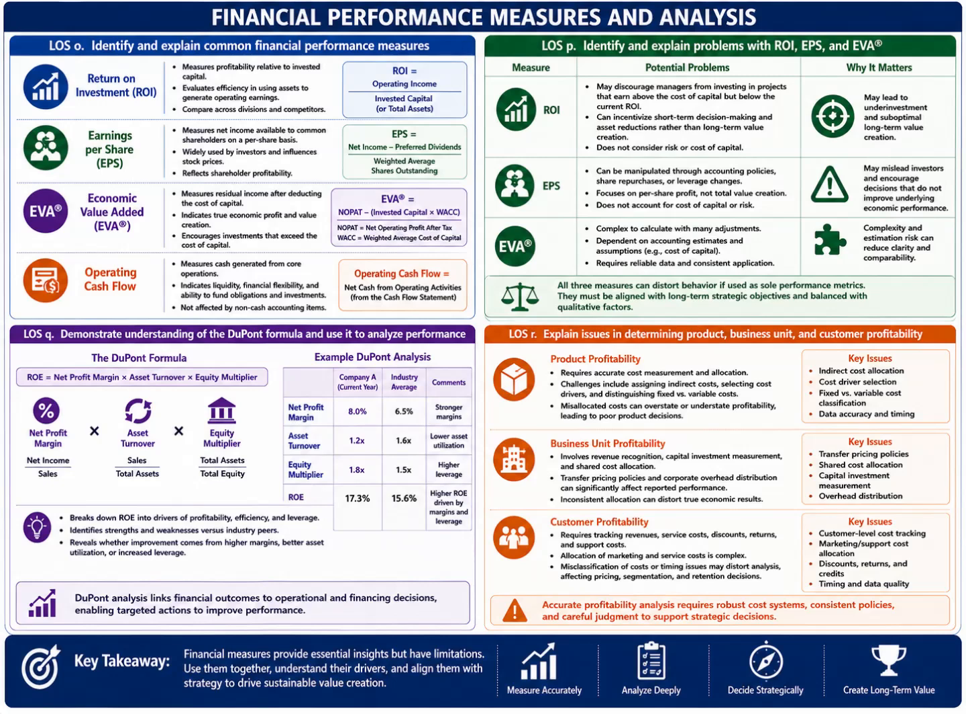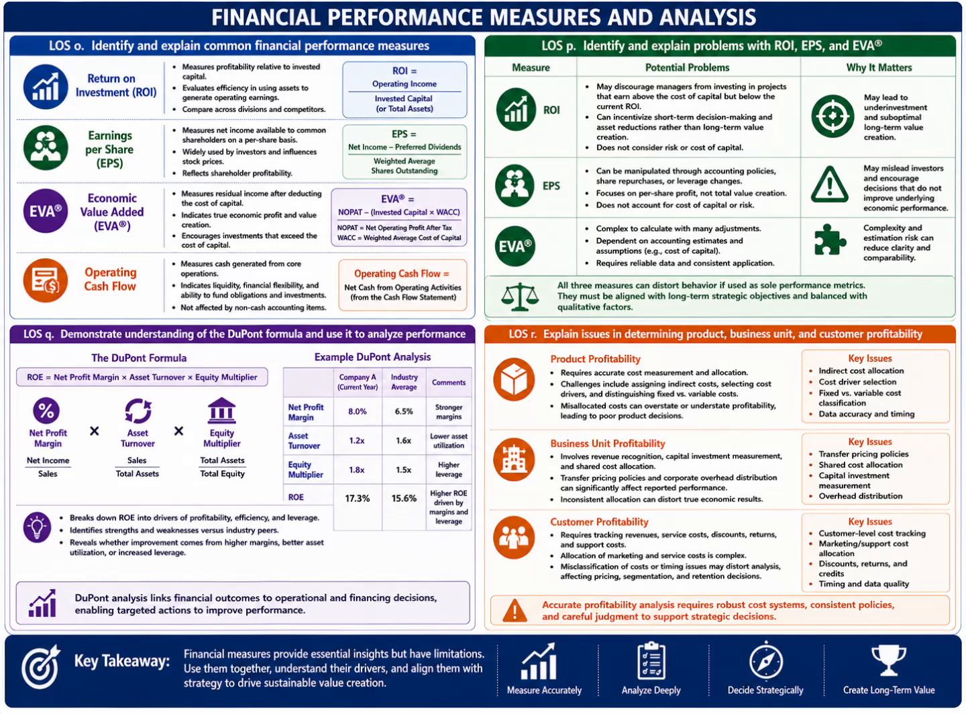LOSP. Identify and explain problems with ROI, EPS, and EVA. ROI may discourage managers from investing in projects that earn above the cost of capital but below the division's current ROI, leading to underinvestment. It can also incentivize short-term decision-making and asset reductions rather than long-term value creation. EPS can be manipulated through accounting policies, share repurchases, or leverage changes without improving underlying economic performance. It does not account for the cost of capital or risk, potentially misrepresenting true value creation. Although EVA incorporates cost of capital, it may be complex to calculate and dependent on numerous accounting adjustments. All three measures risk distorting behavior if not aligned with long-term strategic objectives.